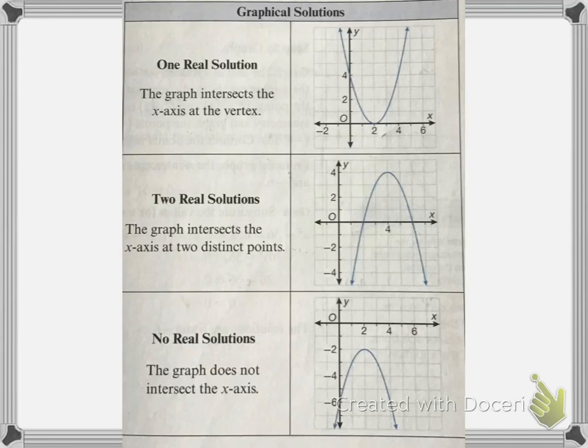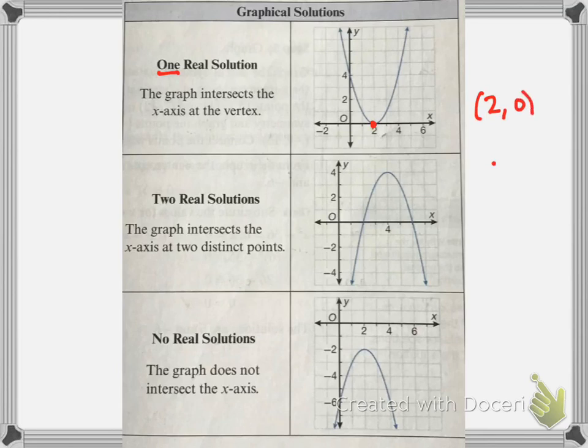So this is from page 669 in your book. There are three types of solutions for quadratic equations. This top one here is when we have one solution. It's our one intercept. There is my solution. That would be at the point 2, 0.